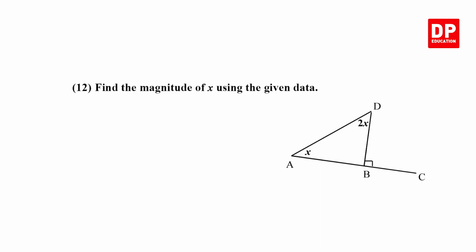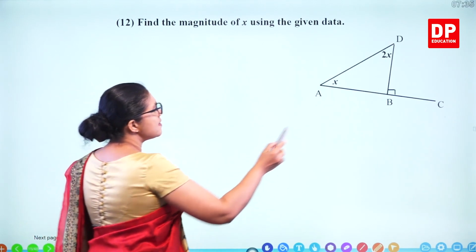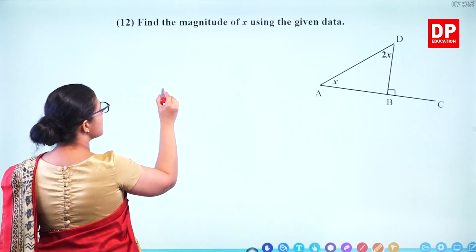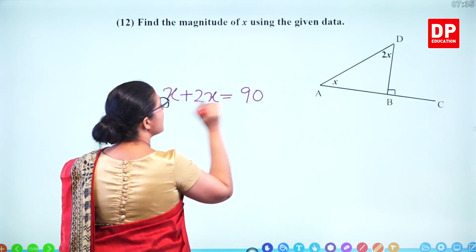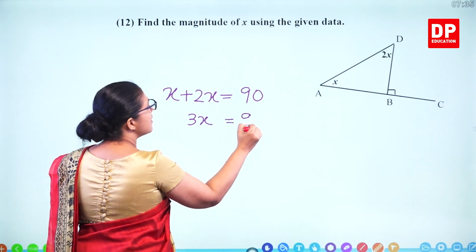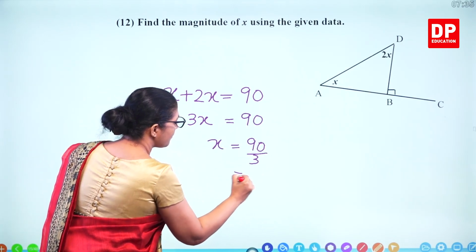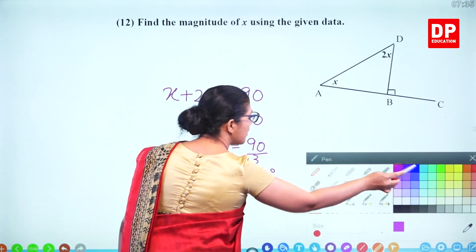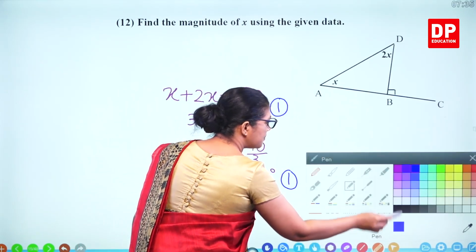Question number 12. Find the magnitude of x using the given data. So this is the exterior angle. These two are the opposite interior angles. So sum of opposite interior angles add up to exterior angle. That's 90 here. 3x becomes 90. So what's x? Divide by 3. 30 degrees. So you get 1 mark and 1 mark for the rule.